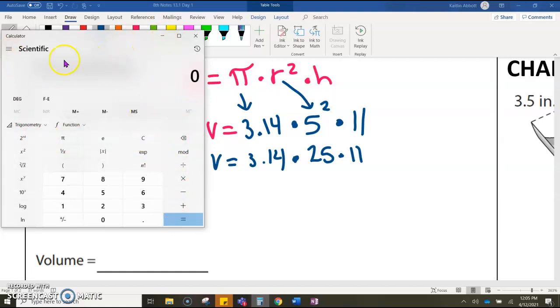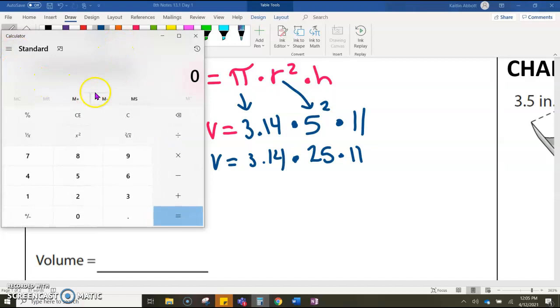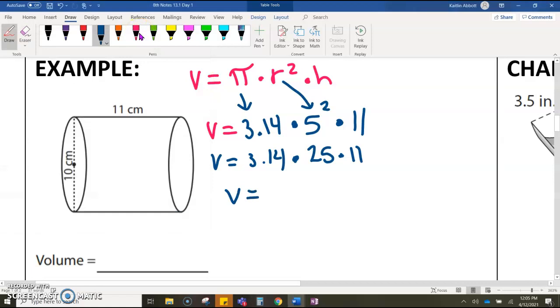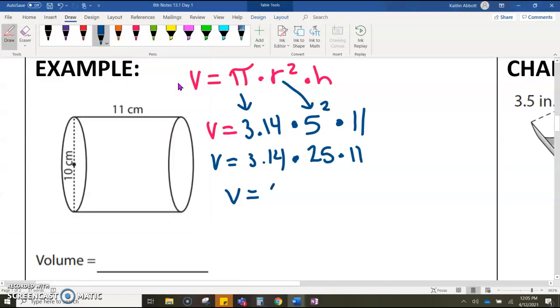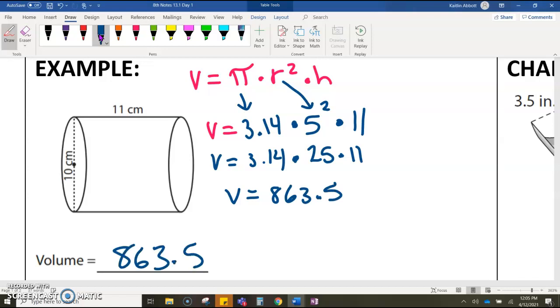Only sometimes they'll give you instructions to use it, but most of the time you won't. So 3.14 times 25 times 11 equals, there you go, that's it. Volume equals 863.5. Oh, I guess I could have written it right here. 863.5. And that's it. We're done.